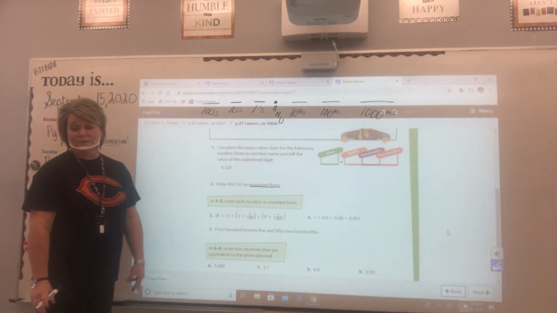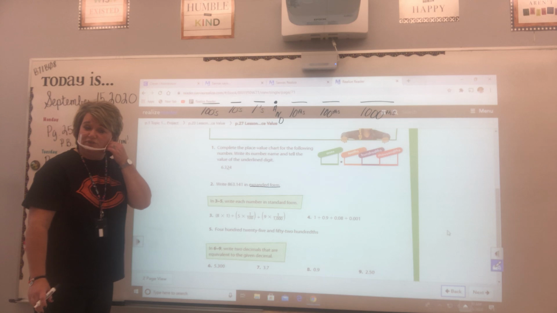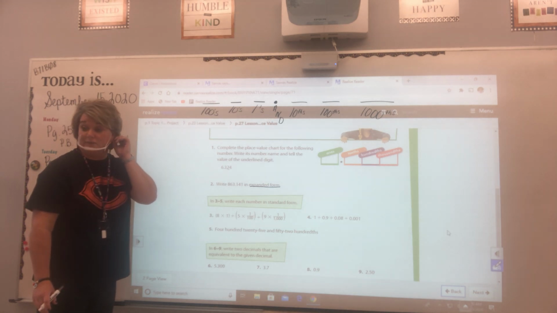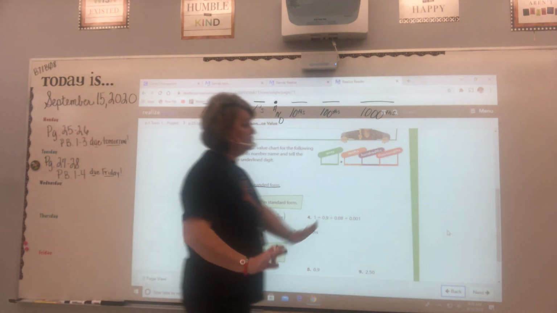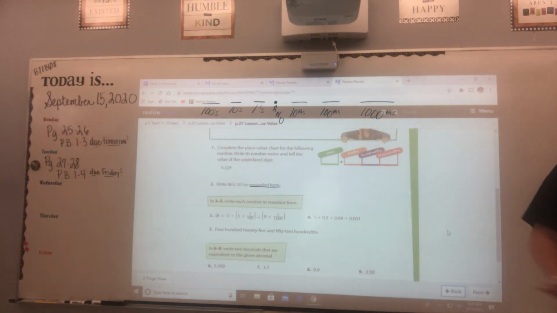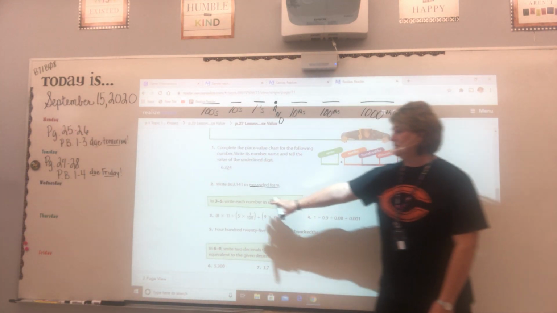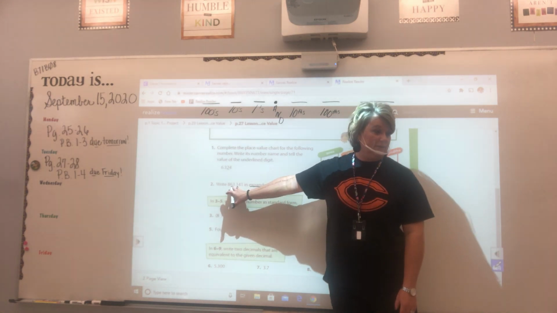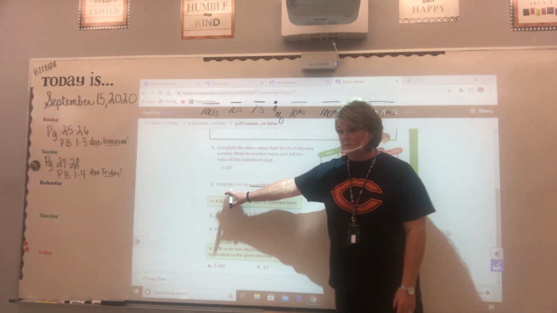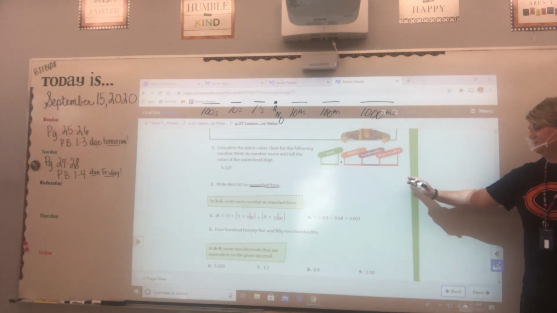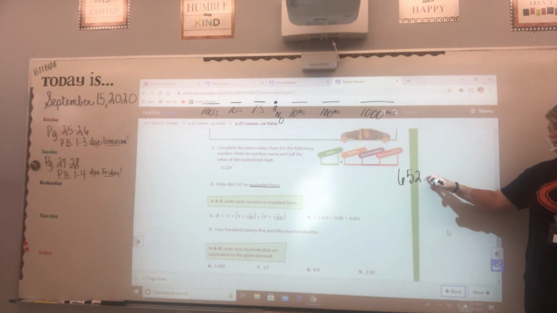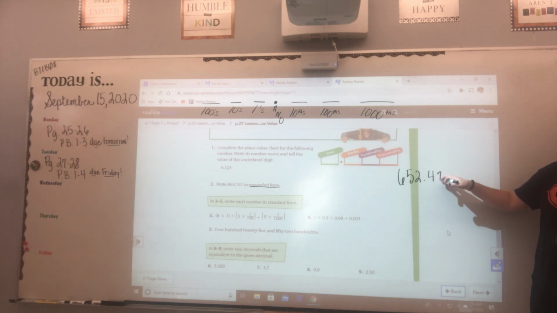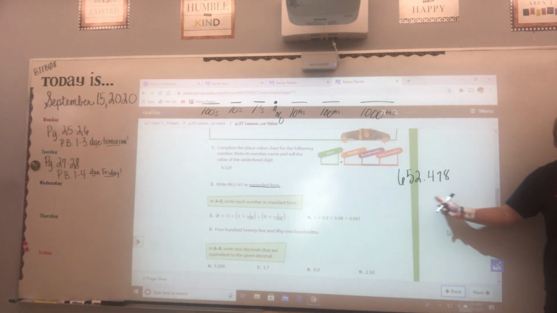Now that doesn't say exponents, so I'll get you started. We did some of this yesterday on our work, so I'm not doing every one with you. In fact, I'll do one for you. Okay, put your pencils down and just watch me. I'm going to pick a different number, but it's going to look like this. I need to see everybody's eyes. I'm just making this up: 652.478. And I'm going to write this in expanded form.